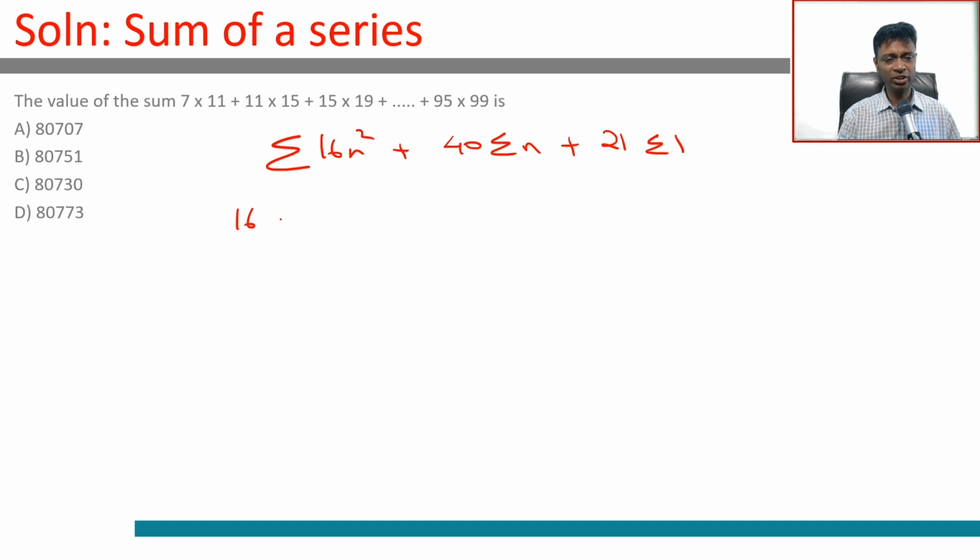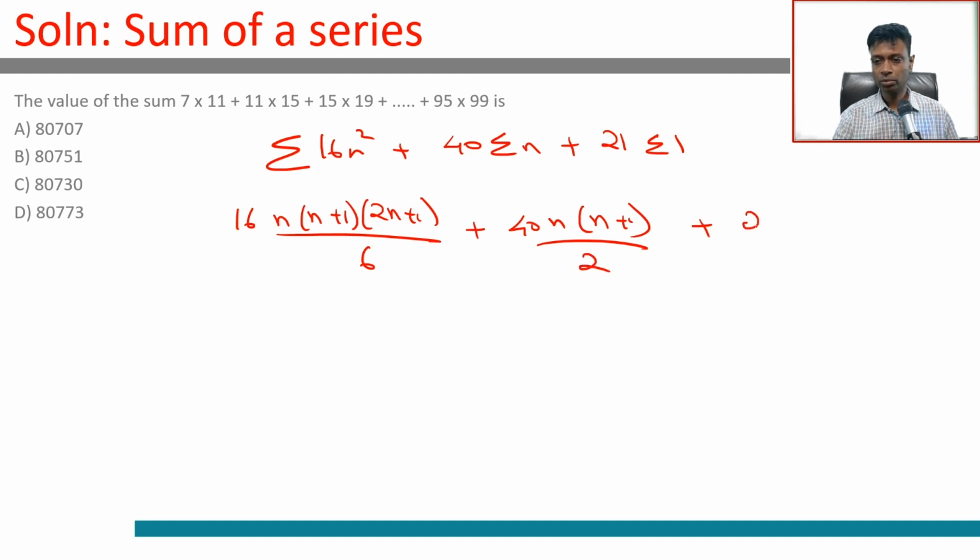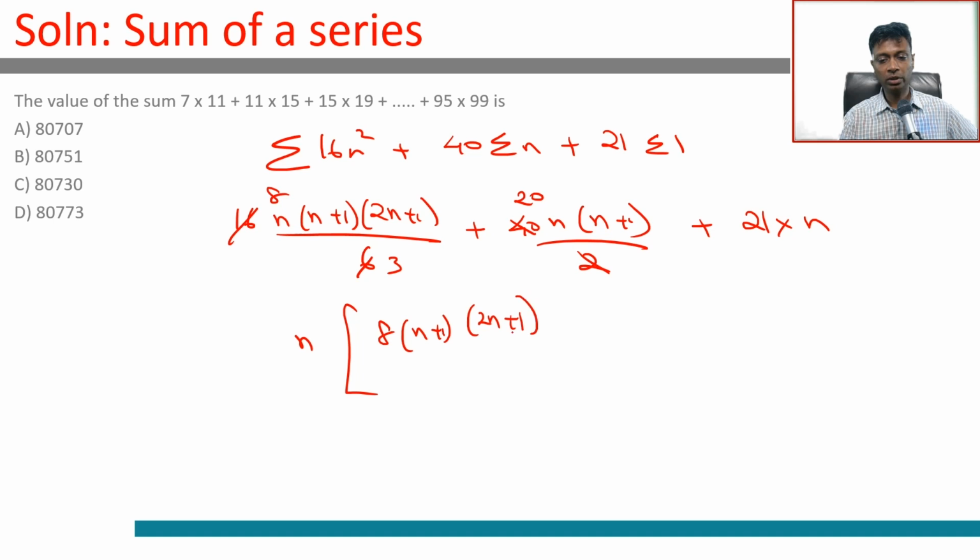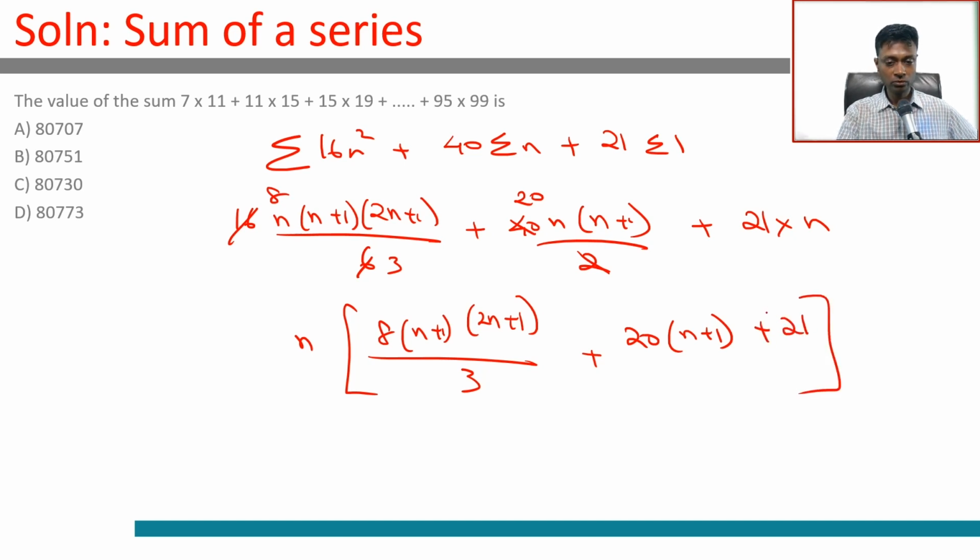Right? Now we know the formula for this: 16 times n into n plus 1 into 2n plus 1 by 6, plus 40 times n into n plus 1 by 2, plus 21 times n is what we need to find when n is equal to 23. Fine. So all these numbers seem to be adjacent to each other. This number is a multiple of n, so we can carve out n from this, and we can say which of these is a multiple of 23. That's one way of going about it. 16 by 6 is 8 by 3. This is 20. So simplifying this, we can get n out: 8 into n plus 1 into 2n plus 1 by 3 plus 20 times n plus 1 plus 21. This is what we are looking to find.